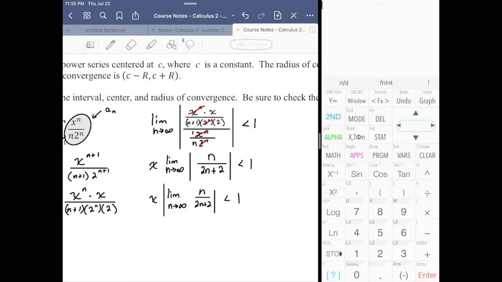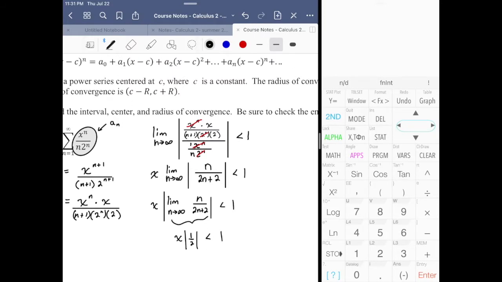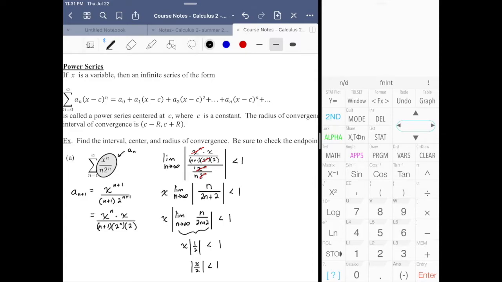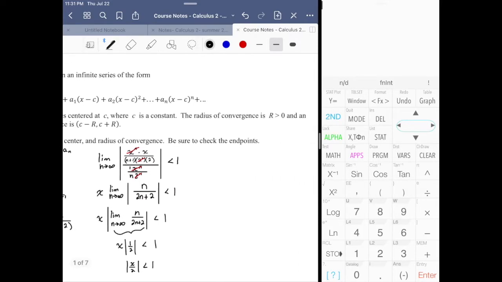Now, the whole thing has to be less than 1, right? But it's an absolute value, so we'll have to keep that in mind. But at least I can tackle this little piece. This little piece here is just going to amount to a 1/2. So I have x times the absolute value of 1/2. Now, I'm going to bring that x back into the absolute value just so I can make it easier to take the next step conceptually. So we'll call that the absolute value of x over 2 is less than 1.